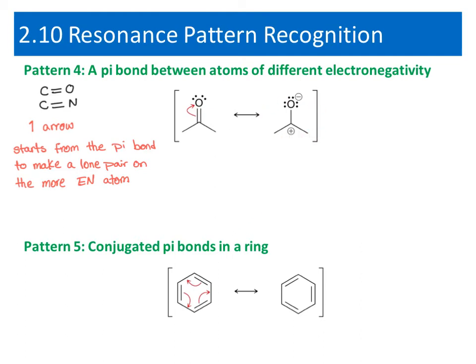And the fifth pattern is the conjugated pi bonds in a ring. So I already defined the conjugated pi bond for you, meaning that we have a double bond, single bond, double bond, single bond, but in a cyclic pattern. All right, and this structure specifically is benzene. Okay, so we can move the pi electrons in a ring and basically switch them in a ring to draw the next resonance structure for that.